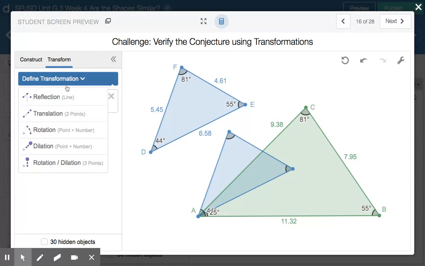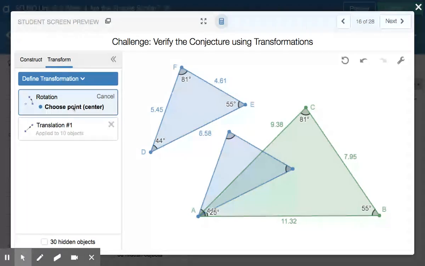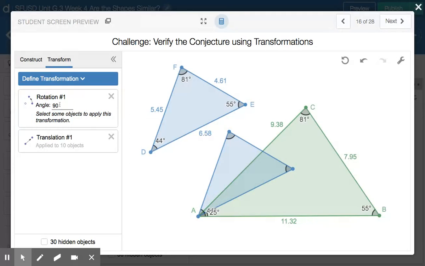So I'm going to define a new transformation, a rotation. And the center of my rotation is going to be this vertex. This vertex is key to the whole process. And for my angle of rotation, it's going to be 25 degrees. And what I know about Desmos is that if I put 25 degrees, it's going to rotate 25 degrees counterclockwise, but I want it to rotate clockwise. So I'm going to specify negative 25 degrees, because that's how I tell it to rotate clockwise.